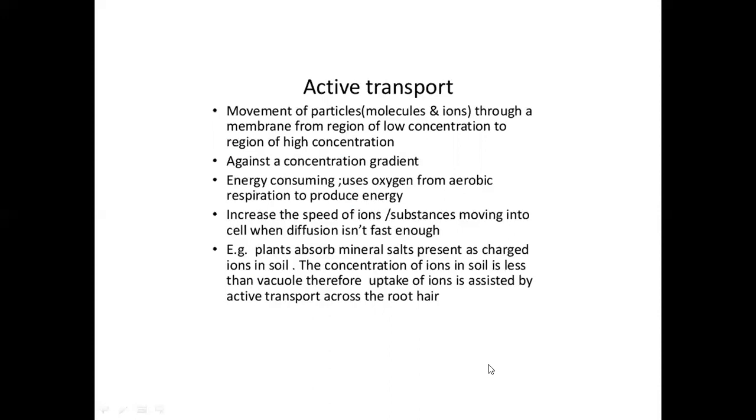The use of active transport: plants absorb minerals present in the soil by the process of active transport. Actually, plants are going to absorb those minerals whose quantity or concentration in the soil is less as compared to the concentration in the root, by the process of active transport.